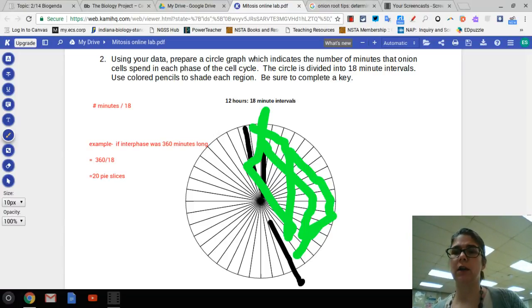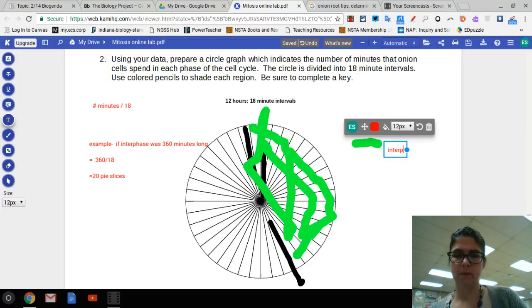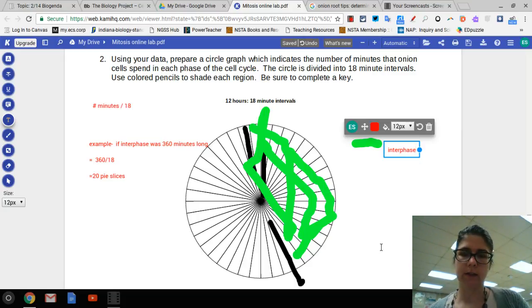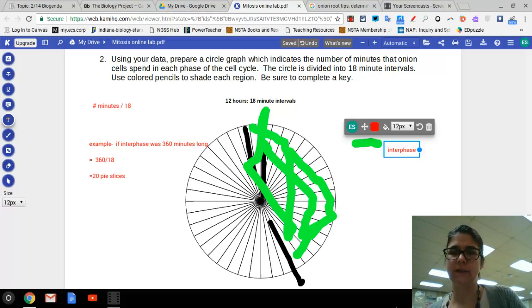And then you also need to make a key over here showing that green, for instance, would be interphase, and then whatever color you choose for metaphase, and so on. I know the coloring was kind of funny, but I hope that walking through this, you were able to see which formulas you would use in what spot. If you still have questions, just send me a message or ask me in class.